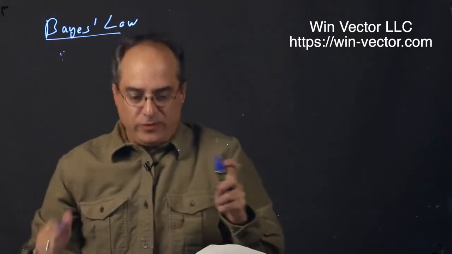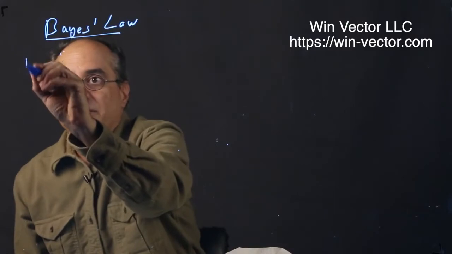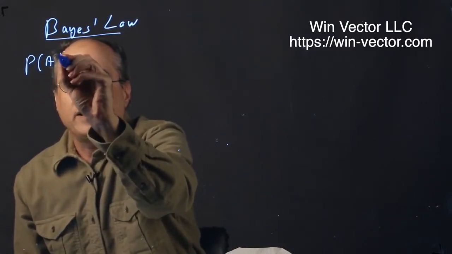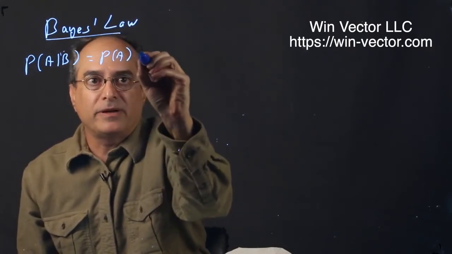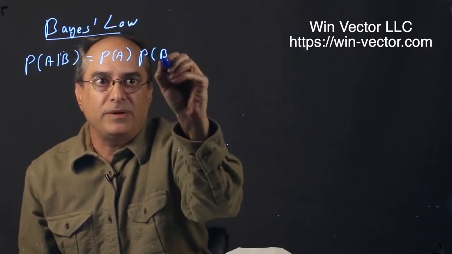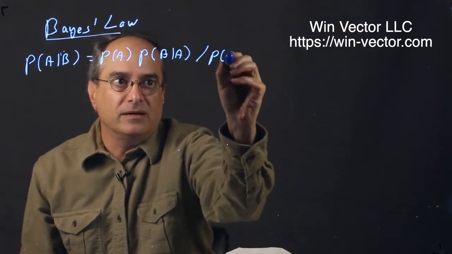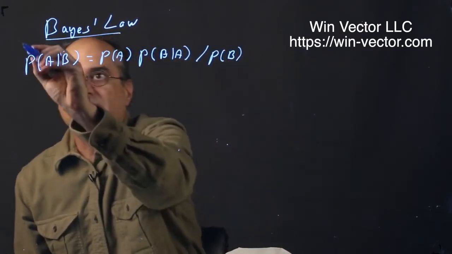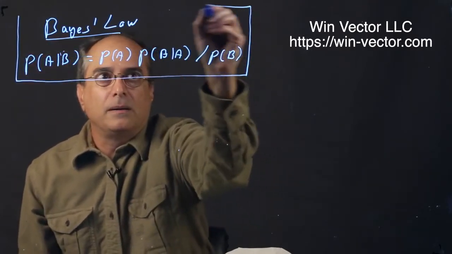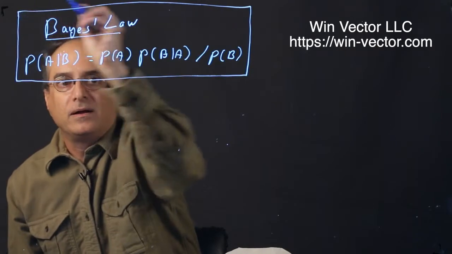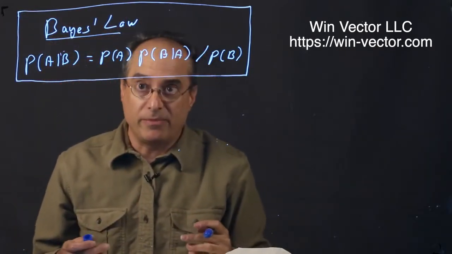Okay, now that we've recovered the space, we repeat Bayes' law: P(A given B) equals P(A), the prior probability, times the flipped version, P(B given A), divided by P(B). This is Bayes' law. Once we trust it, we don't need the derivation. I find the derivation easier than remembering it.